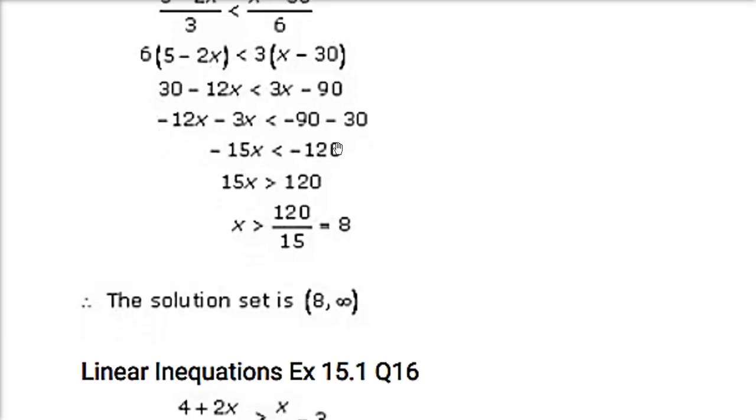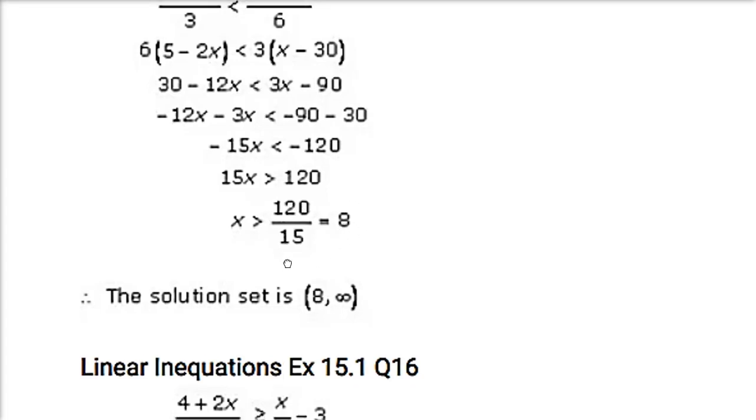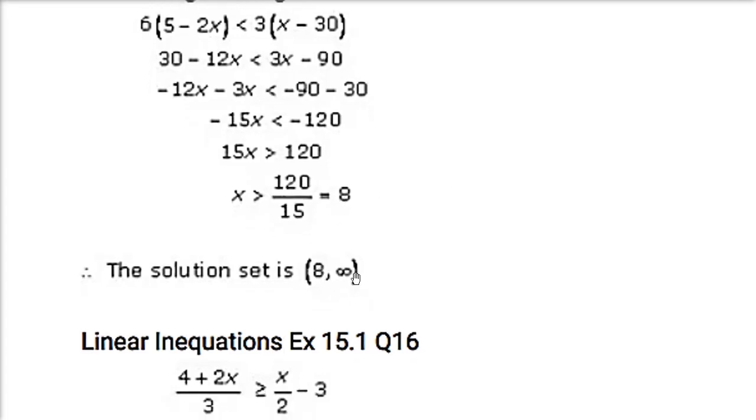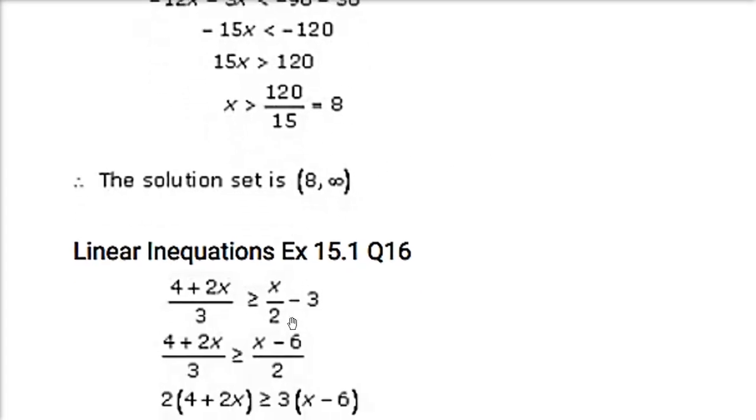Now multiply both sides by minus 1. When you multiply by minus 1, this less than becomes greater than. Now divide both sides by 15. x is greater than, only greater than, 120 by 15, which is 8. So from 8 to infinity. So 8 and infinity is the solution.